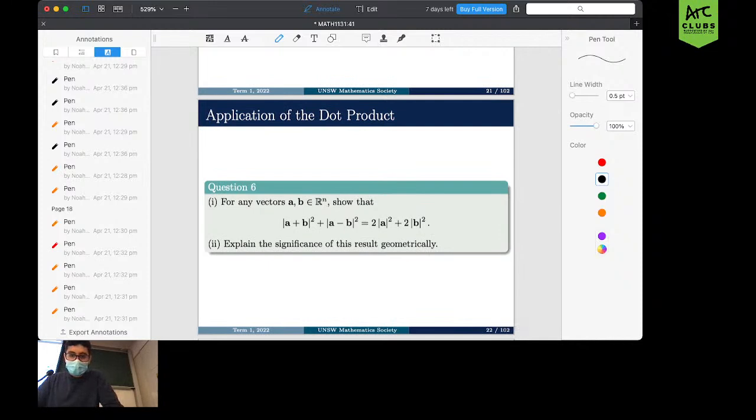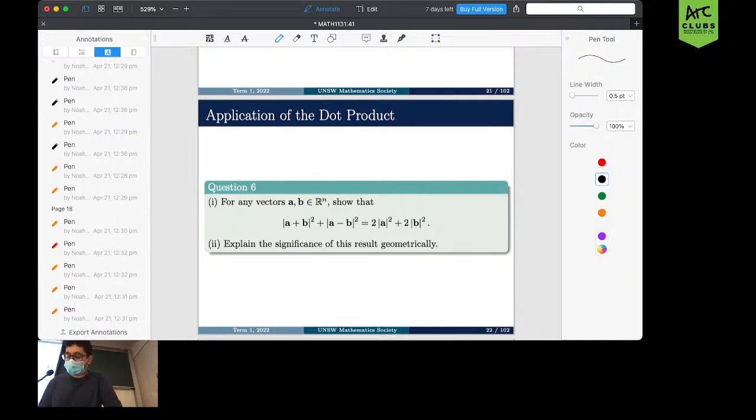For any vectors A and B, show that the magnitude of A plus B all squared plus the magnitude of A minus B all squared is 2 times the magnitude of A squared plus 2 times the magnitude of B squared. And then we'll have to explain the significance of this result geometrically. So let's start with part I.